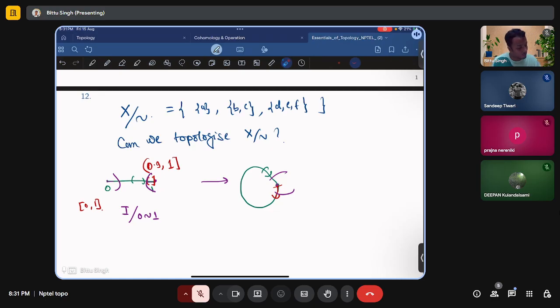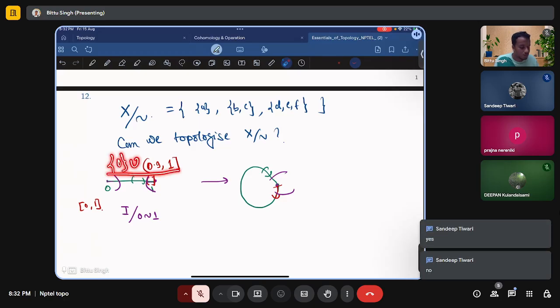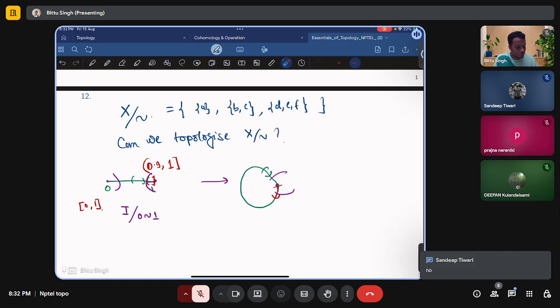For example, what will be the problem if we take this as open? Then the problem is this is there, but 0 will also be there in the pre-image. But if you include 0, will it be open in closed [0, 1] in the subspace topology? Is it open in closed [0, 1]? No. This is not the case. This is not open. So that is the definition. So the answer is yes.